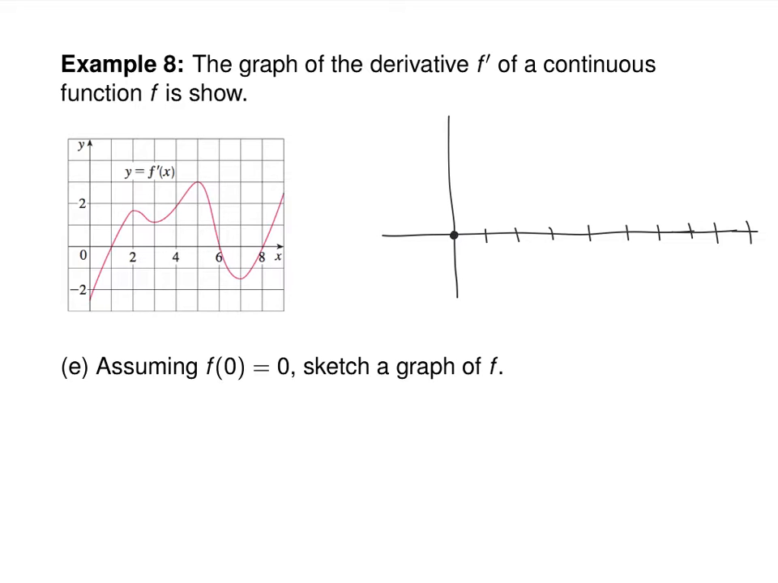So what did the function do from 0 to 1? If you look back at part A, what did it do from 0 to 1? Decrease. And was it concave up or concave down? Look at part C, it's concave up from 0 to 2. So it decreases to some point, and it's concave up.